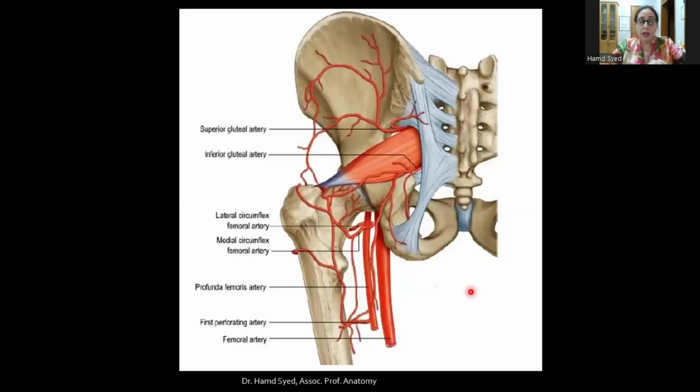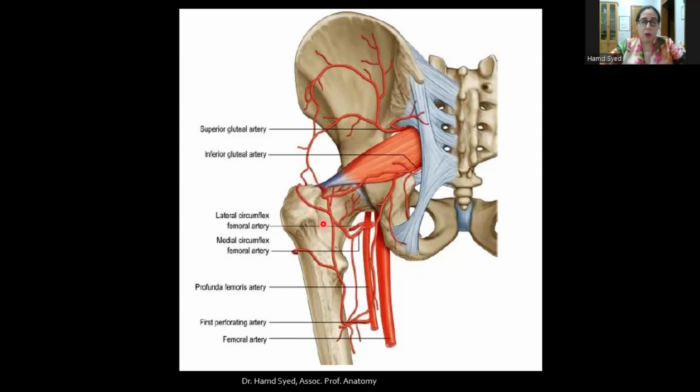So this is a diagrammatic representation of the vessels forming anastomosis in the gluteal region. Here is the arterial ring, which is known as the trochanteric anastomosis. Like I mentioned, it is formed by the contribution of four arteries. Number one, the superior gluteal artery, then number two, the inferior gluteal artery, then number three, medial circumflex femoral, and number four, lateral circumflex femoral.